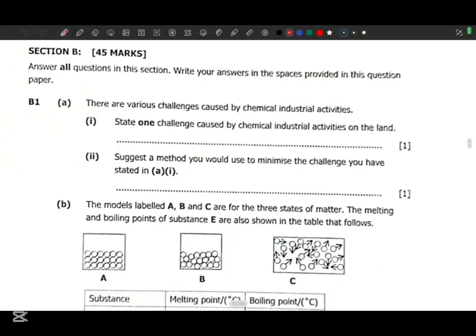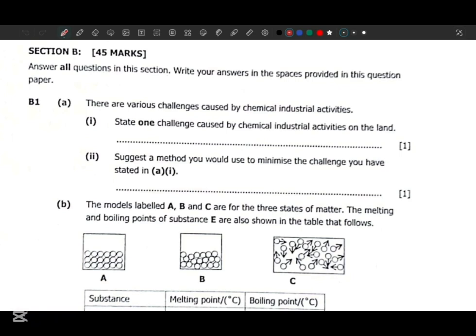Okay, so here I'm back with section B of the Chemistry GCE 2025, which is science. The first question is B1. There are various challenges caused by chemical industrial activities. State one challenge caused by chemical industrial activities.